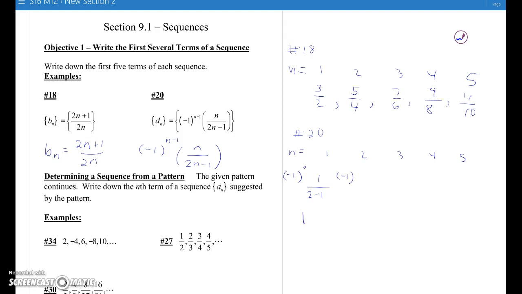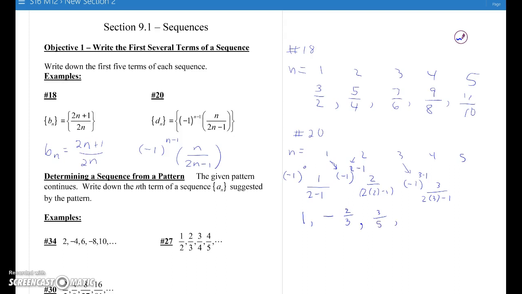Well, then I have negative 1, this is term number 2, to the 2 minus 1, and then times 2 over 2 times 2 minus 1. So I have 2 over 3, but negative 1 to the 1 is negative, so this term has a negative sign in front of it. Then when n is 3, I'll have negative 1 to the 3 minus 1, so it's going to be negative 1 squared, which will be positive, and then 3 over 2 times 3 minus 1. So I'm going to get positive 3 fifths.